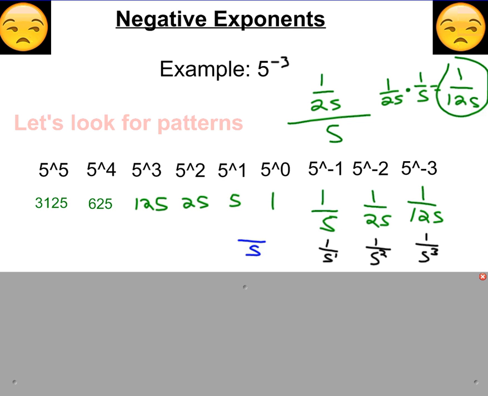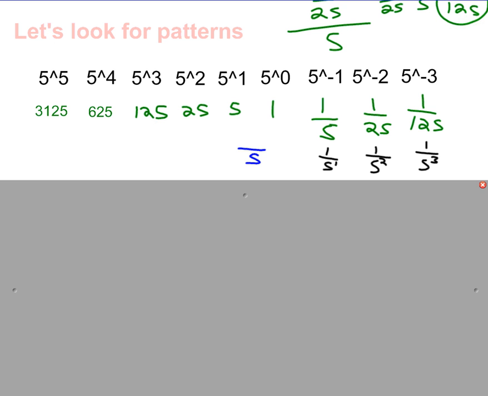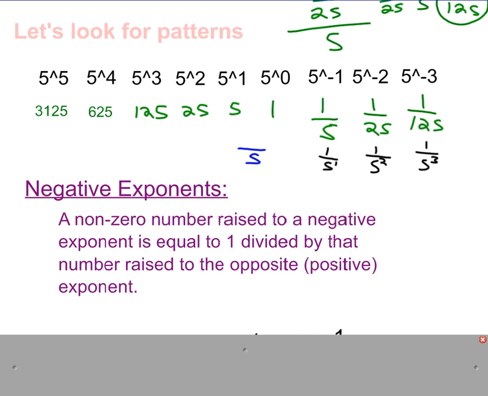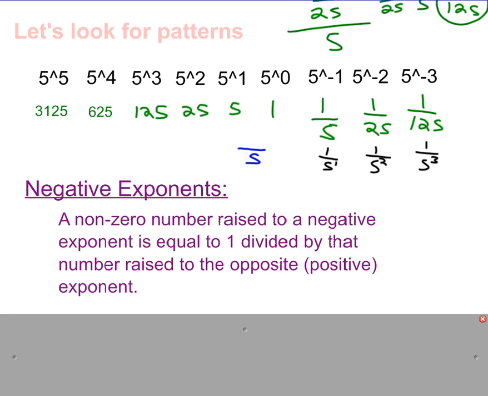So believe it or not, and maybe looking at it is still a little bit confusing to you, but we'll do more examples. But read this. Negative exponents. Here's the quote that I'd like you to take in, write down, whatever. A non-zero number raised to a negative exponent, so that's where a negative exponent comes in, is equal to 1 divided by that number raised to the positive exponent.